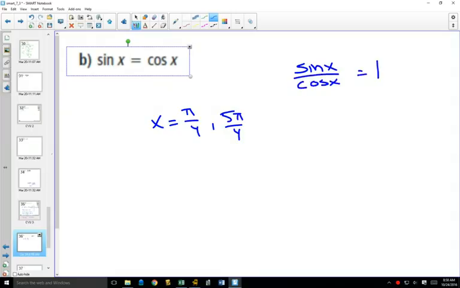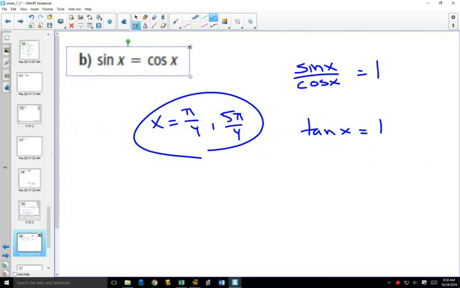Can you see that you would get this? Can you change that to a single trig function? Yeah, that's just tan. And when is tan equal to 1? Pi over 4 family. When is it positive? Quadrant 1 and quadrant 3. And you get those same answers. Again, are we allowed to use our pie plates for this one? Yes.